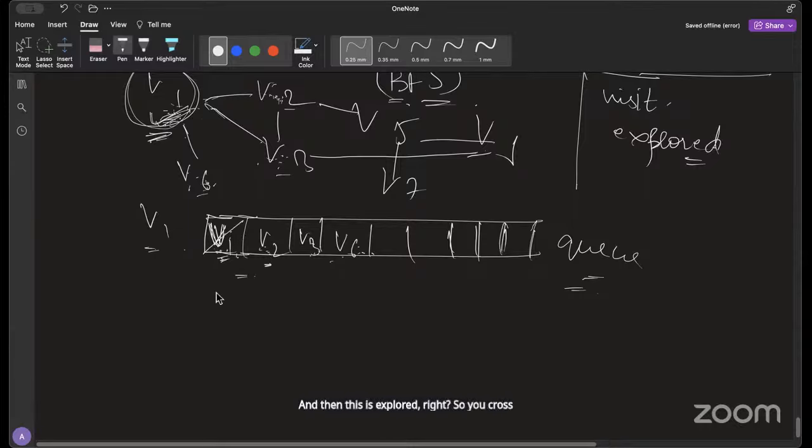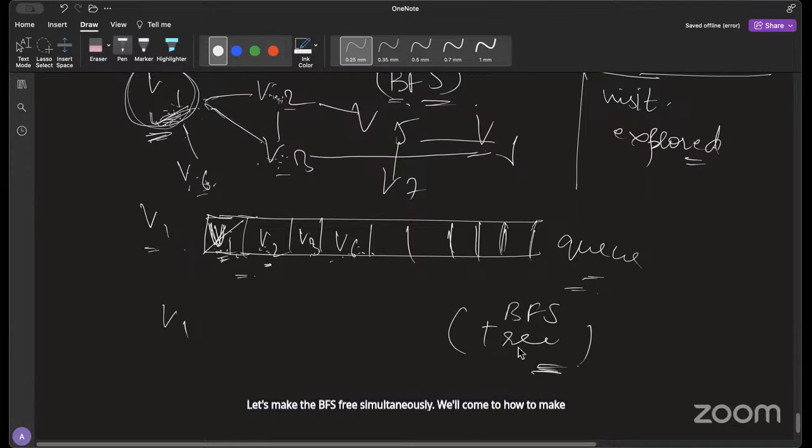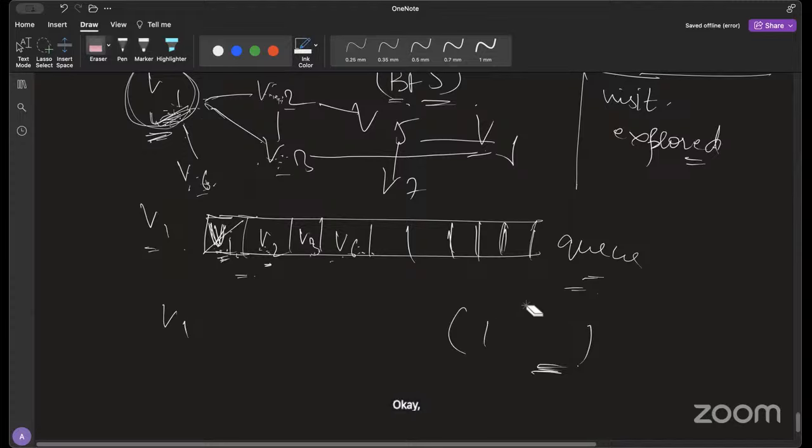So you cross this thing and you do, and we make a tree simultaneously. Let's make the BFS tree simultaneously. We'll come to how to make a BFS tree. We have not discussed tree yet, so we'll come to that later. Let's just discuss the approach first.